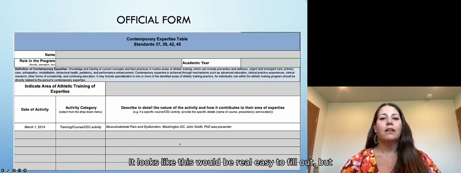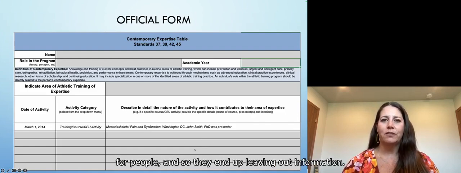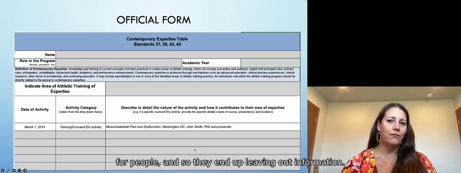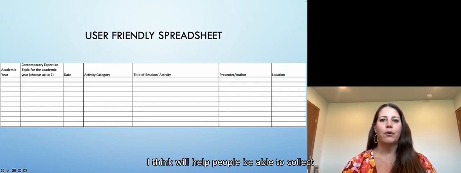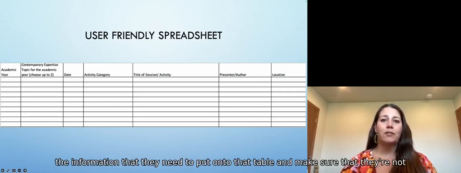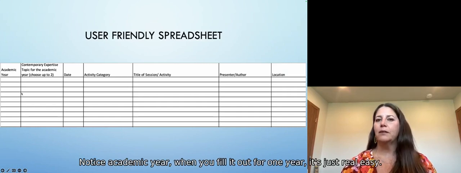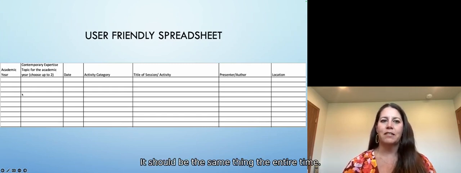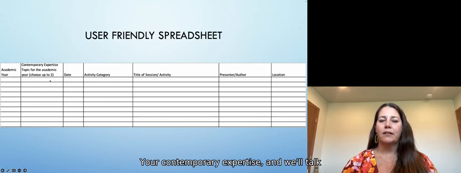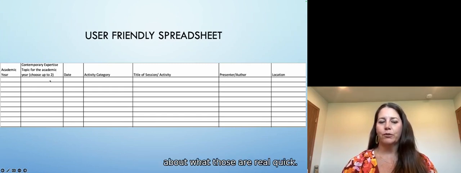And then it looks like this would be real easy to fill out, but unfortunately this gets confusing for people, and so they end up leaving out information. And so because of this, I have made a spreadsheet that I think will help people be able to collect the information that they need to put onto that table and make sure that they're not missing anything. And so notice academic year. When you fill it out for 1 year, it's just real easy. It should be the same thing the entire time. Your contemporary expertise, and we'll talk about what those are real quick.